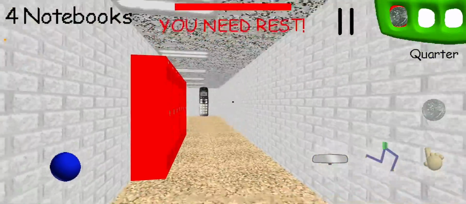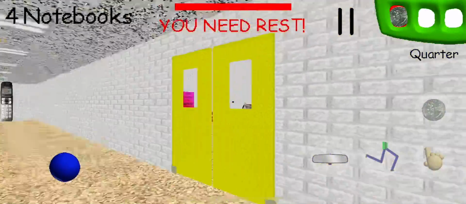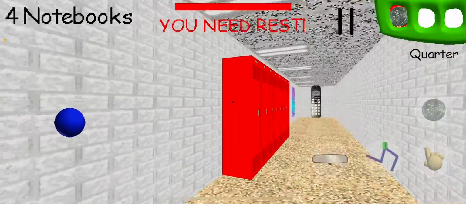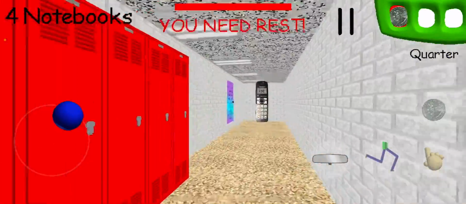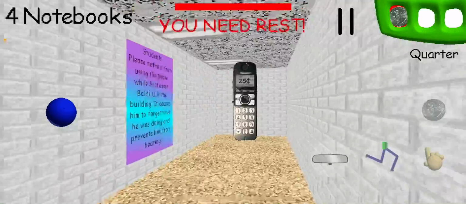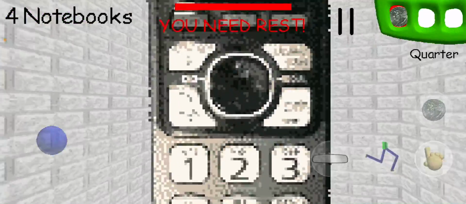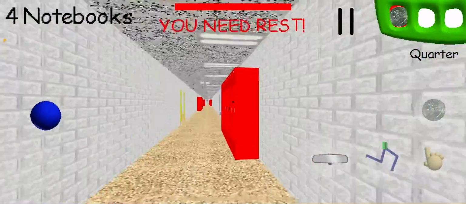Ooh, cell phone. Why does it say 25 cents on it? Does it need the coin? Let's see. See, no, it does not.